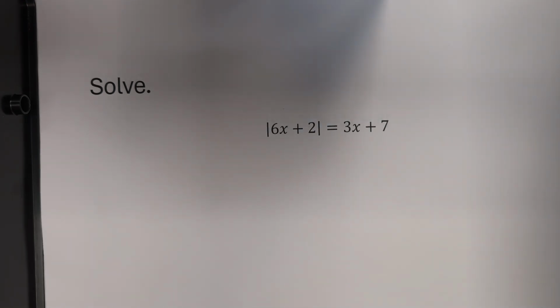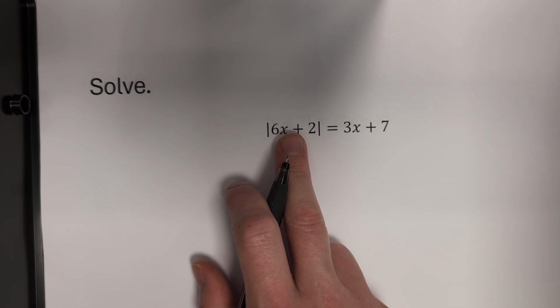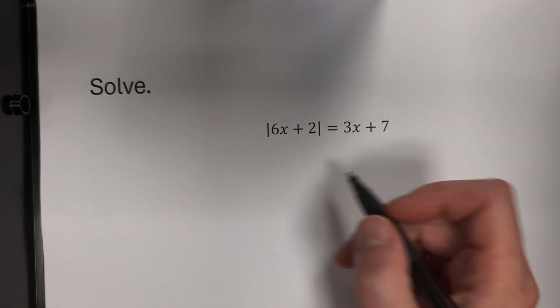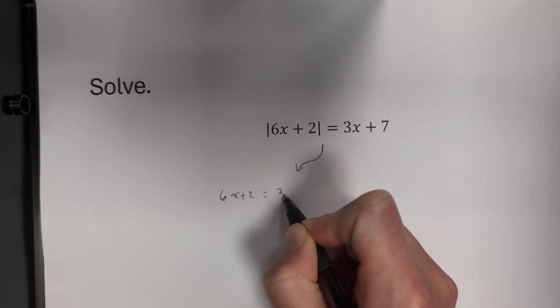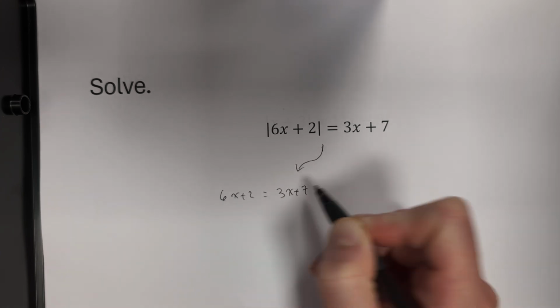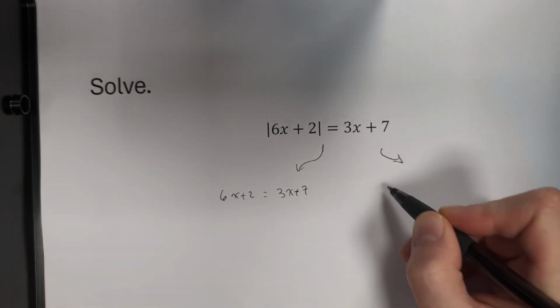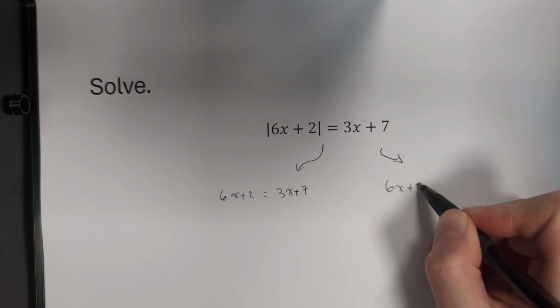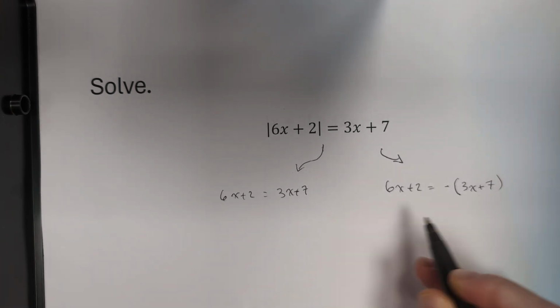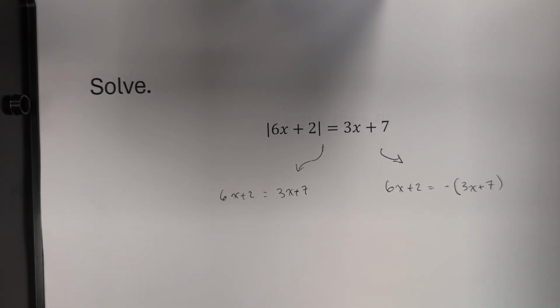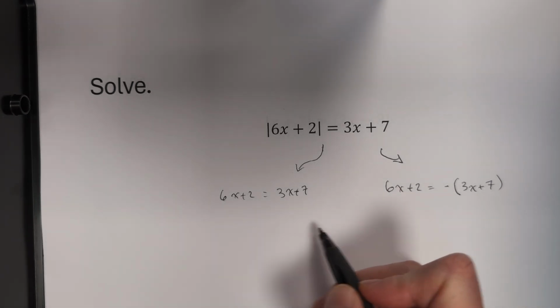Here's one that's slightly trickier because again, I already have the absolute value on one side, so it means whatever's in here could be positive of this. That's one way to solve it. So 6x plus 2 equals 3x plus 7. Or it could be that it's negative, but the whole thing is then negative. Be careful that you're not just making the negative 3x, for example, negative. And then we'd solve both of these.